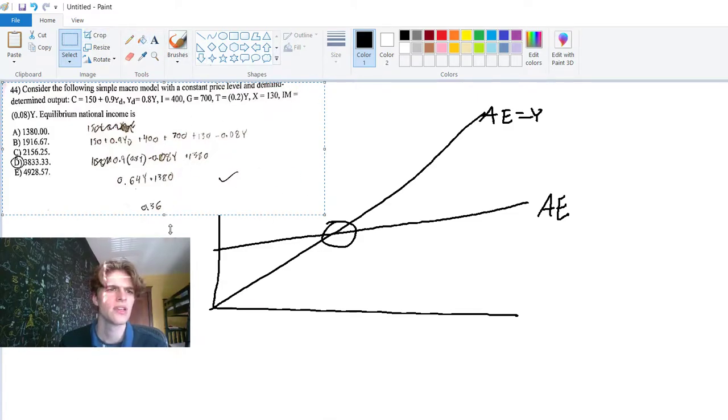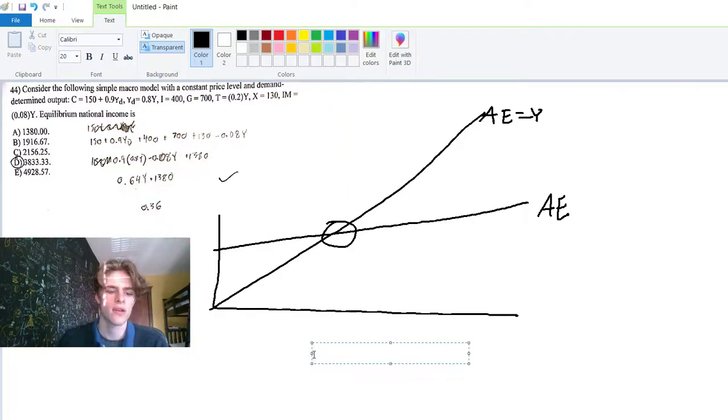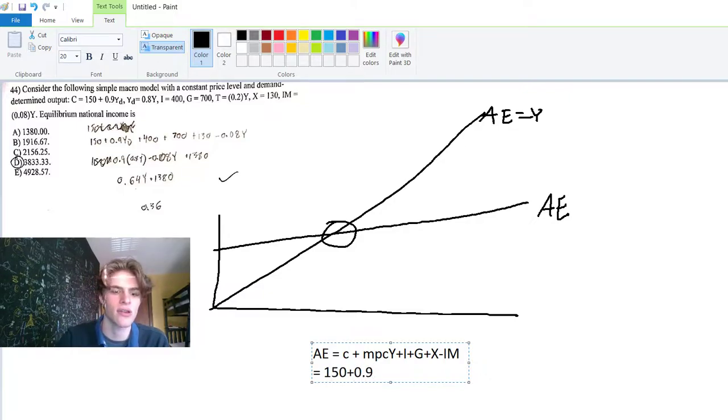Okay. So what do we see here? We know that AE is equal to C plus I plus G plus NX. Let's actually expand that. So C, little c, plus MPC Y plus I plus G. Actually, no, it's just G. We'll just leave it as G. Plus exports minus imports.